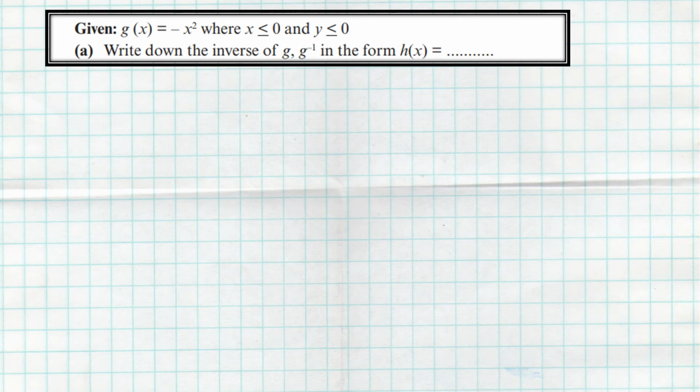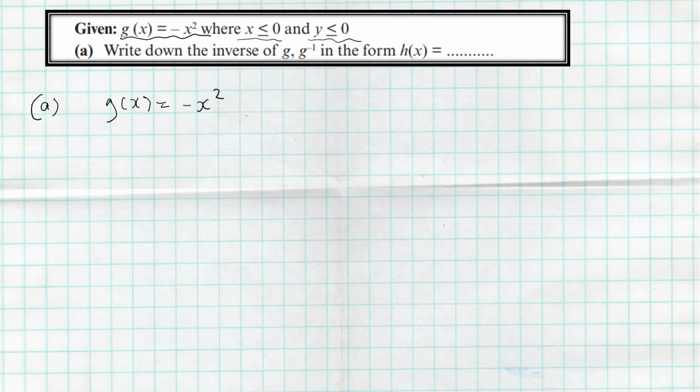Okay, let's explore a different parabola question. This is an example, quite challenging but a bit simple, and it's one of the things I want you to learn. They can ask you to calculate the inverse of a parabola, but they give you certain restrictions. In this case you are given g of x equals minus x squared, where x is less than or equal to 0 and also y is less than or equal to 0. I want you to know how to calculate the inverse given this restriction.